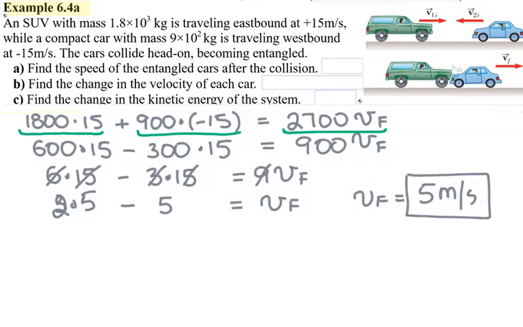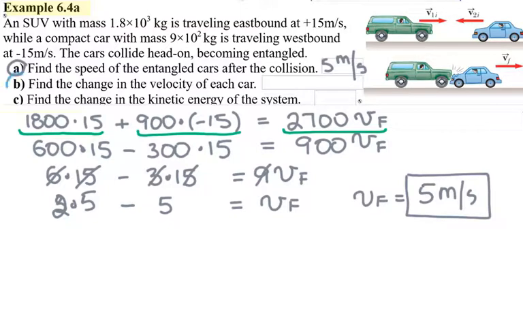So that's the answer for the first question: what is the speed of the entangled cars together? So that is 5 meters per second. And I got a positive 5, so that means they're moving eastbound. So they're stuck together and they're moving eastbound. Then I have to find the change of the velocity. So this was my A part. Now I'm going to do B part.